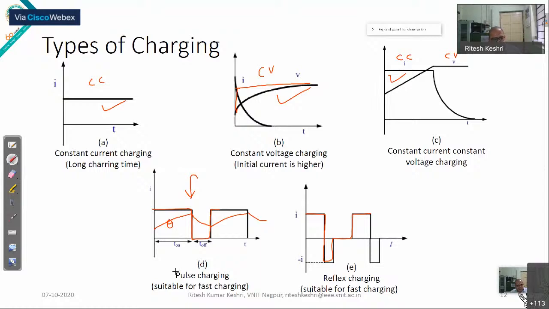Some people decide the width of the pulse depending upon the rate at which the temperature is rising, with an on pulse or off pulse, meaning charging or non-charging.